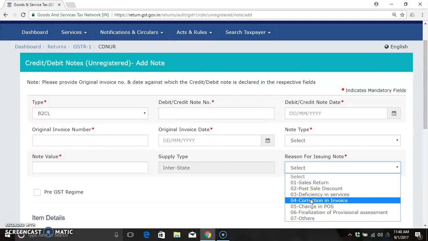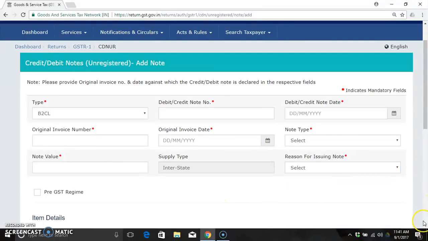The next is correction in invoice. That is, whenever there is a correction in the taxable value of the invoice or the tax amount, you can always raise the note. The next is change in POS. That is, when there is a change in the place of supply. For example, when you have raised an original invoice as intrastate supply, and later on when you find that it is an interstate supply, then there is a change of place of supply. So change in place of supply is also routed through this. The next is finalization of provisional assessment. When the provisional assessment gets finalized, you go through this note. And for other miscellaneous reasons also, you can issue the note.